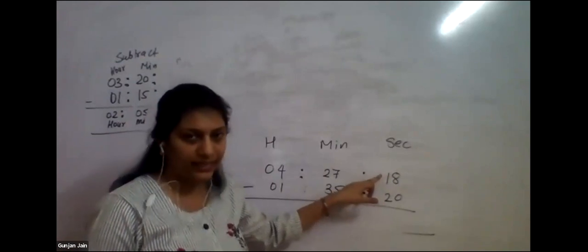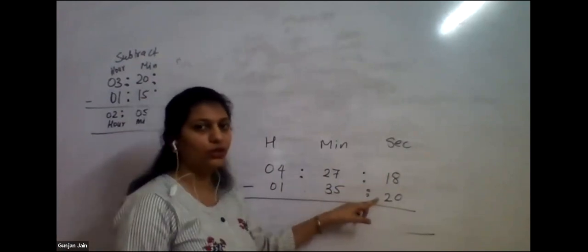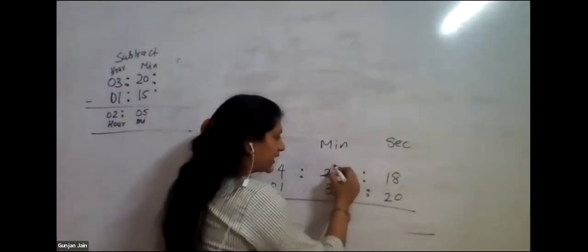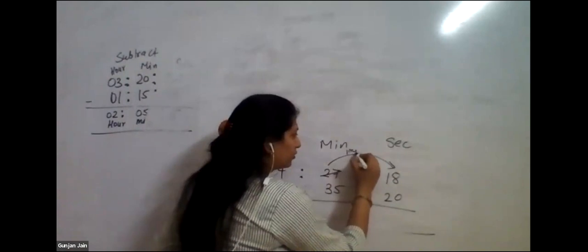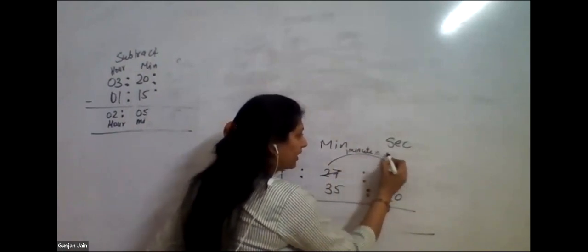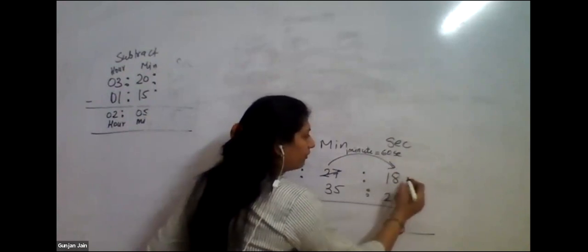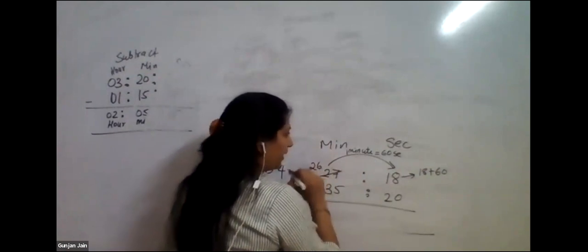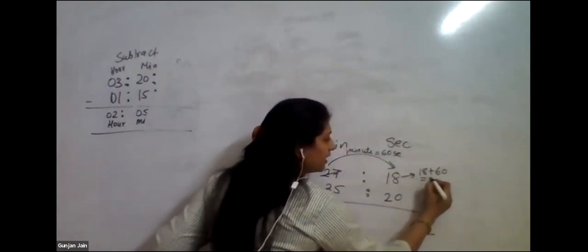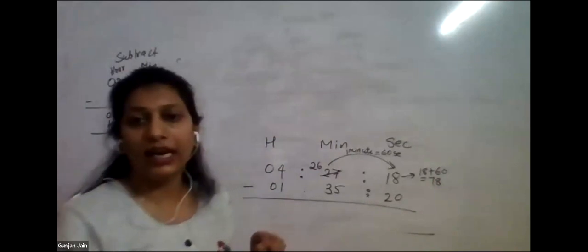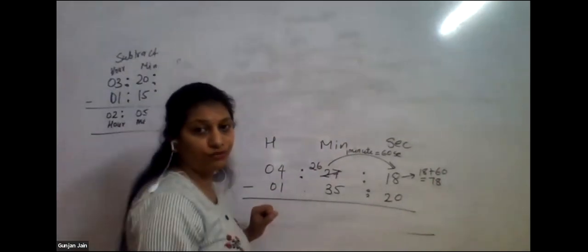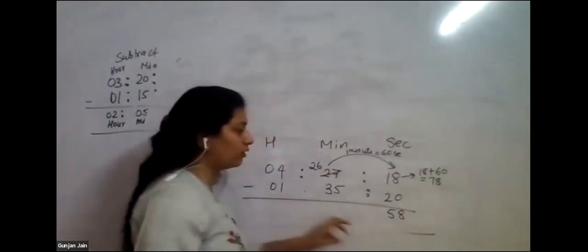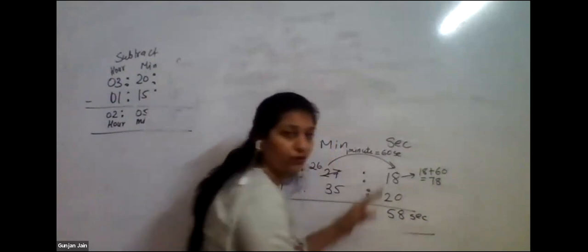Okay. So we will begin with seconds. So this is already less. So what we will do? We will take the borrow from the minute. So if it is giving 1 minute here, so that means it has given how many seconds? 60 seconds. Now the new value becomes 18 plus 60. This 27 has become 26. 18 plus 60 is 78. Now 78 minus 20 is 58. Okay, correct, Rahi? 58. So 58 seconds is the correct answer for the second column.